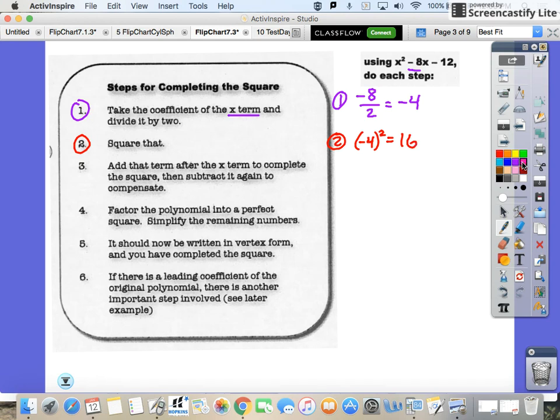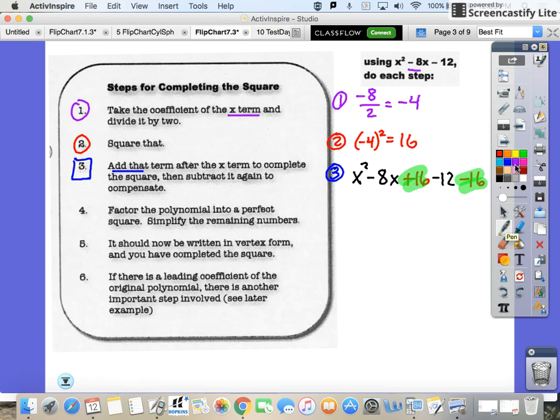Now, the third step is where students will mess up if they're going to. What you have to do is add that, meaning 16, between the x term and the original number. But if you add something, you also have to subtract it. You can't just arbitrarily change an equation. So if we do plus 16, we need to do minus 16, okay? So what that looks like is if our original equation is x squared minus 8x, we're going to do plus 16. You always do the plus first. Then we're going to bring our minus 12 down. And to compensate for this, we need to do minus 16. So these two offset one another.